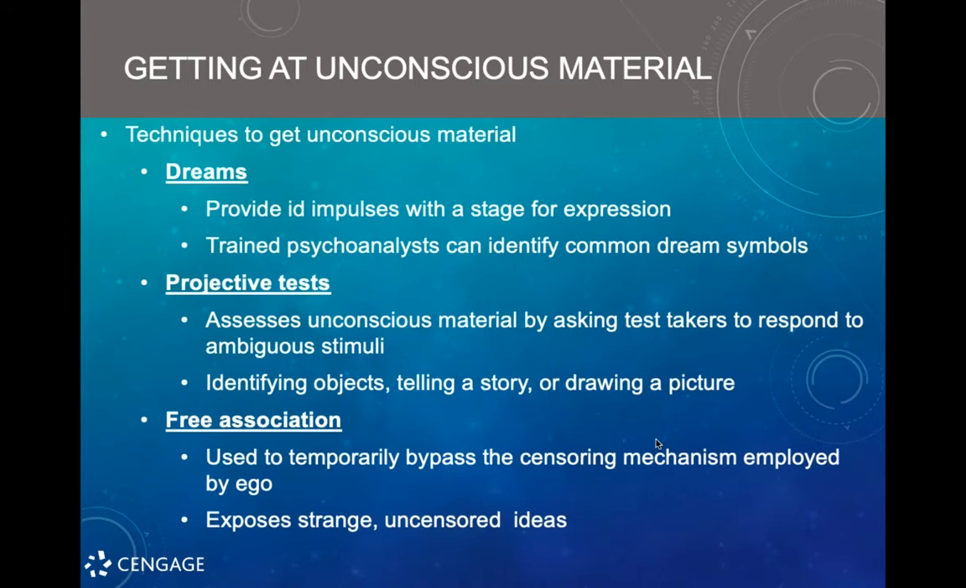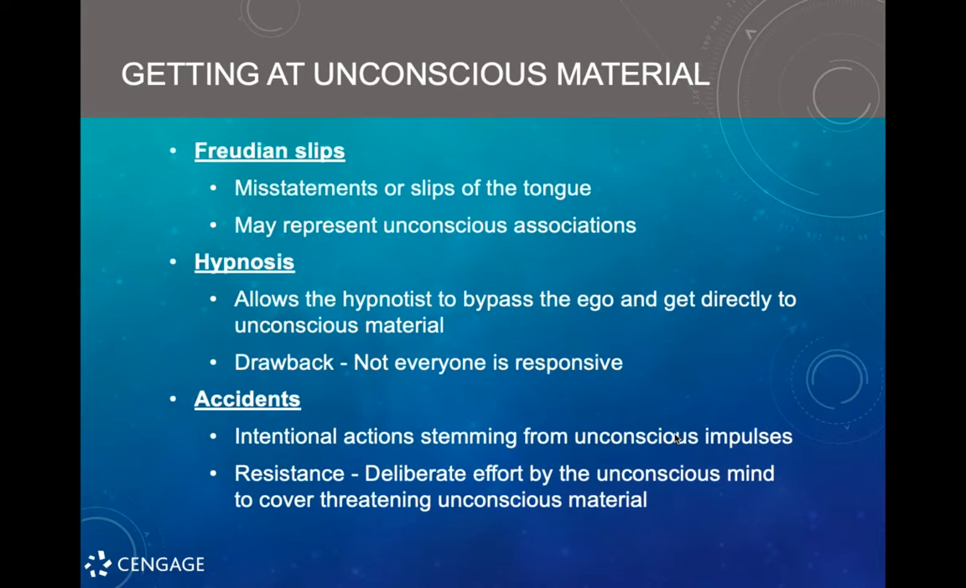Projective tests are a second way of getting into our unconscious mind. The idea is that people identify objects, tell a story, draw a picture, whatever their interpretation of it is, and then you see what's actually going on in their mind based on what they're projecting out into the world. Then we have free association, which we spoke about earlier, where the person just talks about whatever oozes out of their mind. There's no censorship at all, and this exposes parts of themselves that they were probably trying to suppress. The other is Freudian slips.